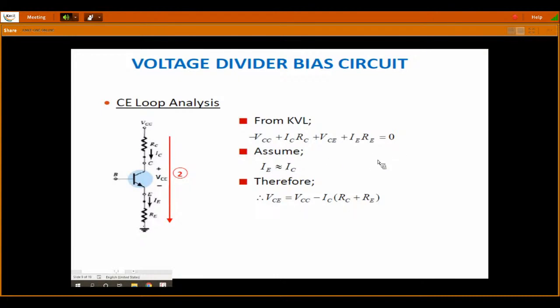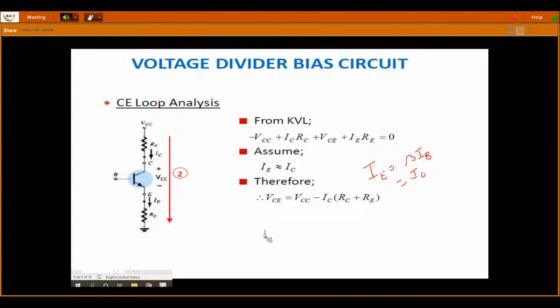So IE is equal to beta plus 1 times IB. Beta plus 1, let me just ignore the 1. Then IE is beta times IB, where beta IB is equal to IC. Hence, the emitter current IE is approximately equal to IC. Now if I replace IE with the IC value, then we have IC into RC plus RE.